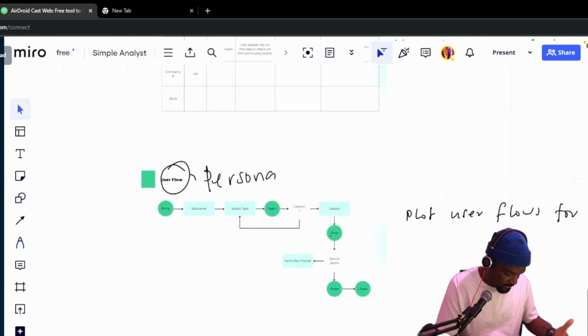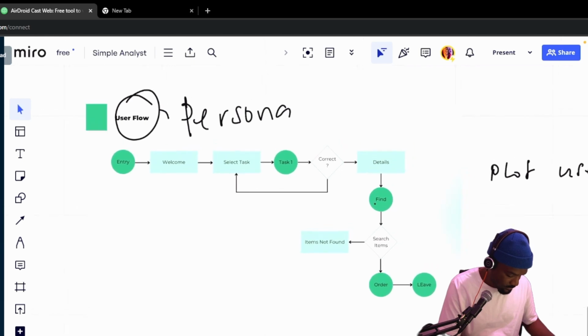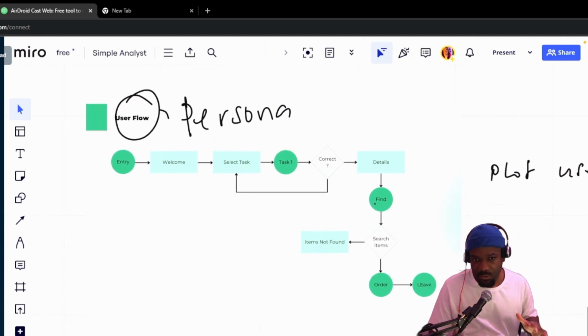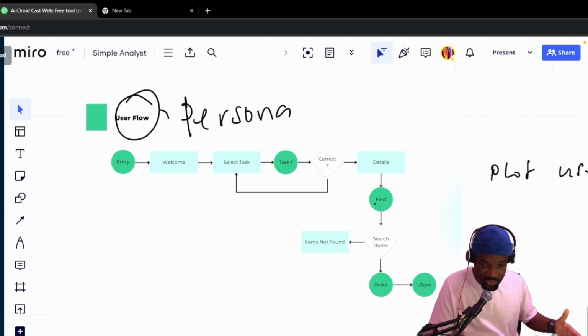So in this case, if I just zoom in a little bit there, again, I'll be going into more detail on the user flow and how to plot this. At this point in time, I'm just trying to give you a very high-level view of what I'm trying to do. So in terms of the user flow, as you can see, we have the entry, welcome, you set a task, maybe task 1. Is that correct? Then you can go back. So it's just how the user is going to interact with this app in question.